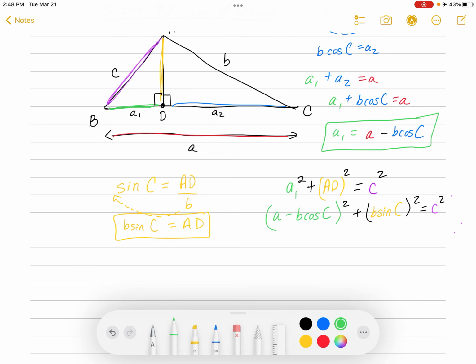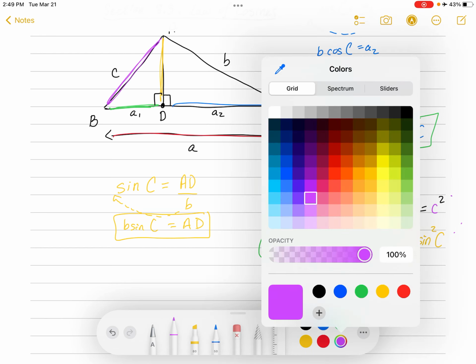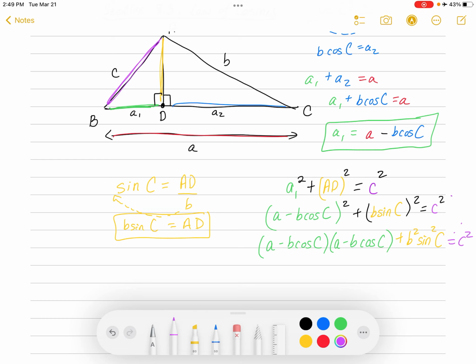So if I simplify this nicely, remember we take A minus B cosine of C, and when we square that, we actually have to FOIL that out. We're multiplying it by itself. We got A minus B cosine of C, A minus B cosine of C. When I square B sine of C, that's just B squared sine squared C, equals C squared.